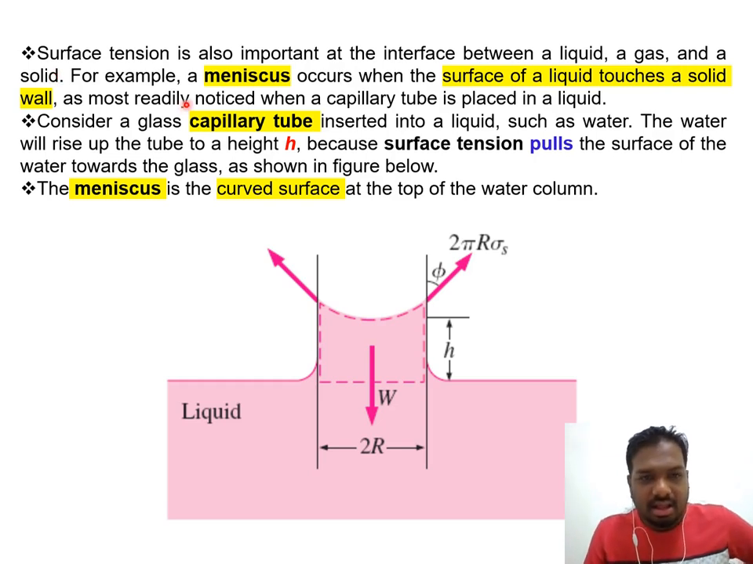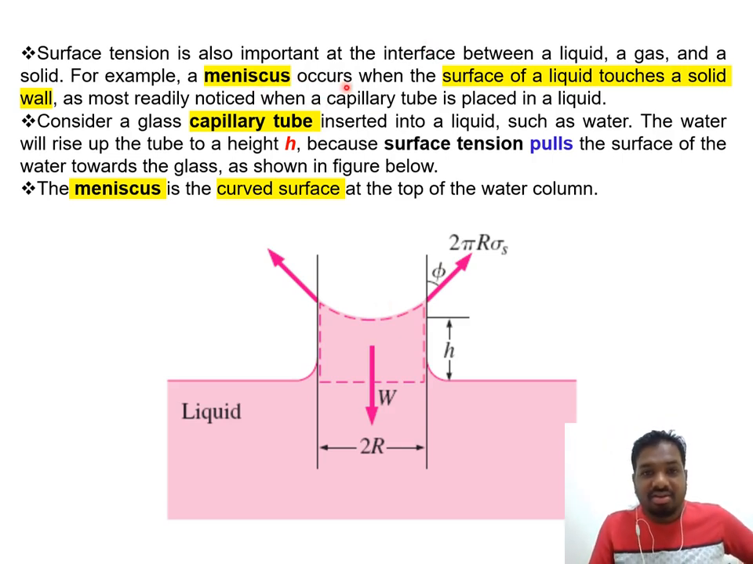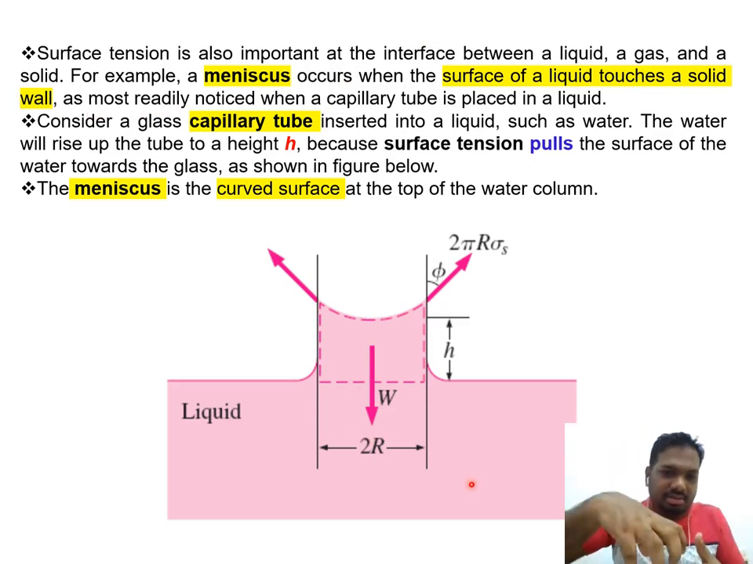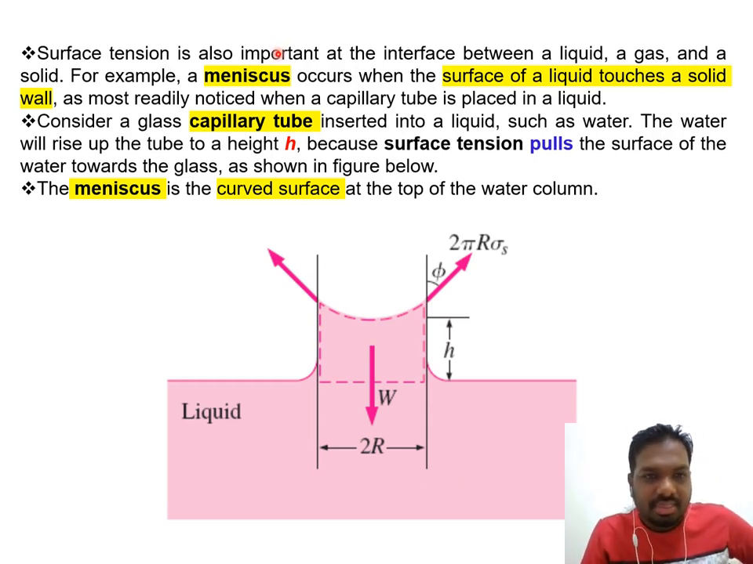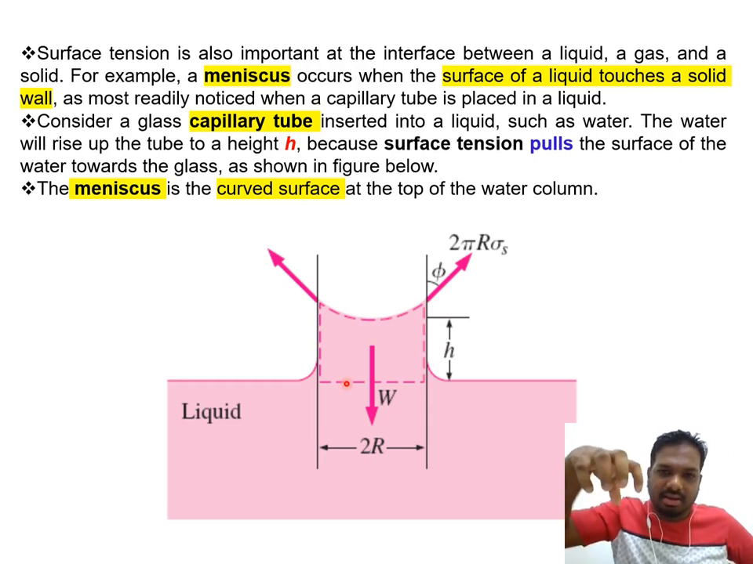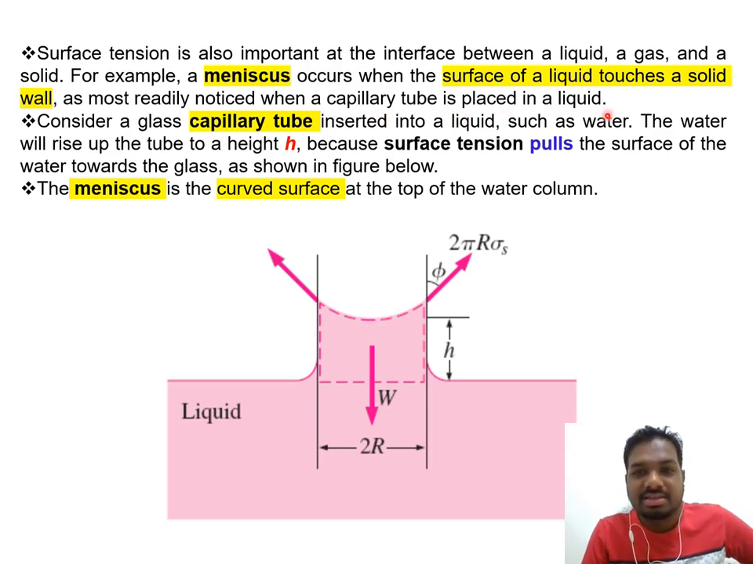I think you are familiar with this meniscus. We call it a meniscus. Meniscus occurs when the surface of a fluid touches a solid wall. Meaning you put a container in the water, and it will make a meniscus, because a solid container is touching a liquid. This is most readily noticed when a capillary tube is placed in a liquid. Maybe you have conducted this experiment in school.